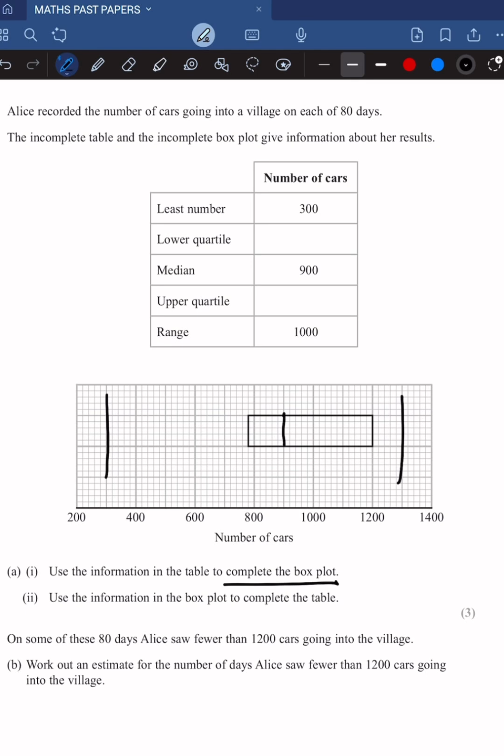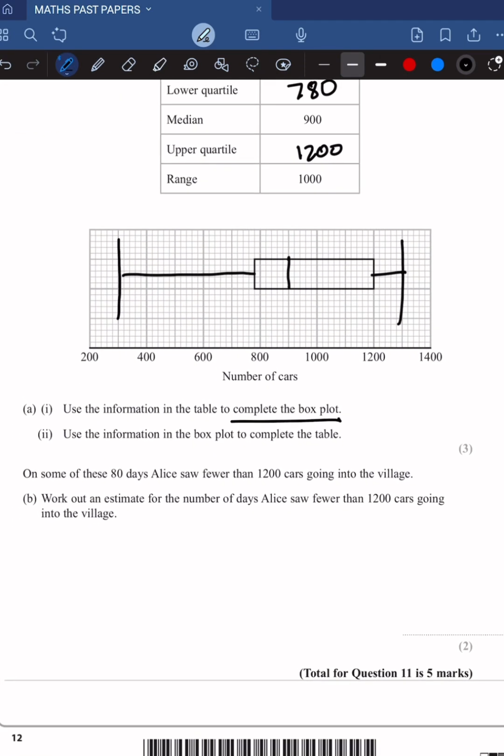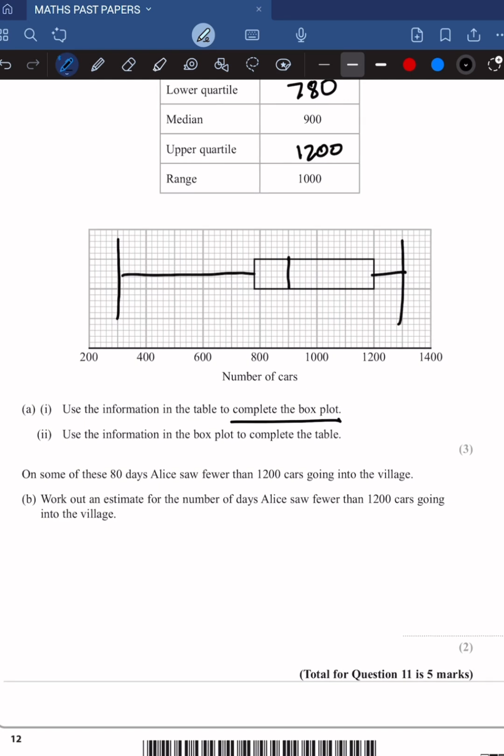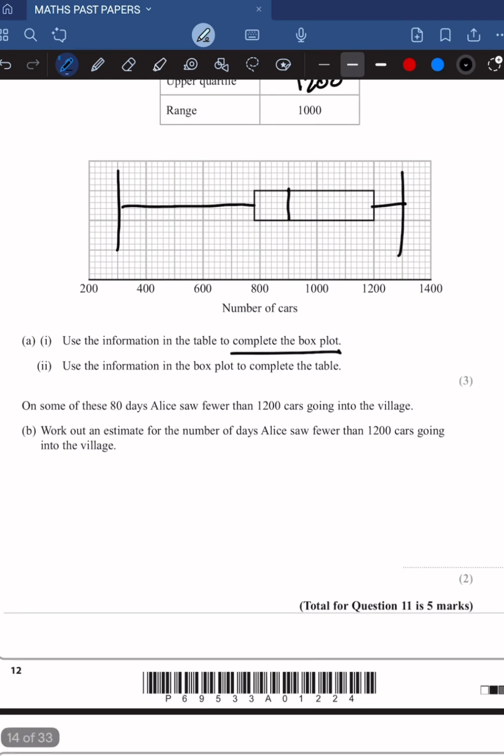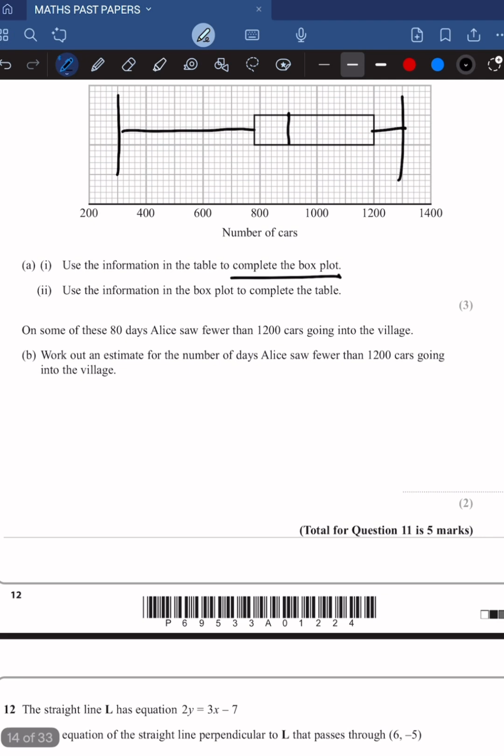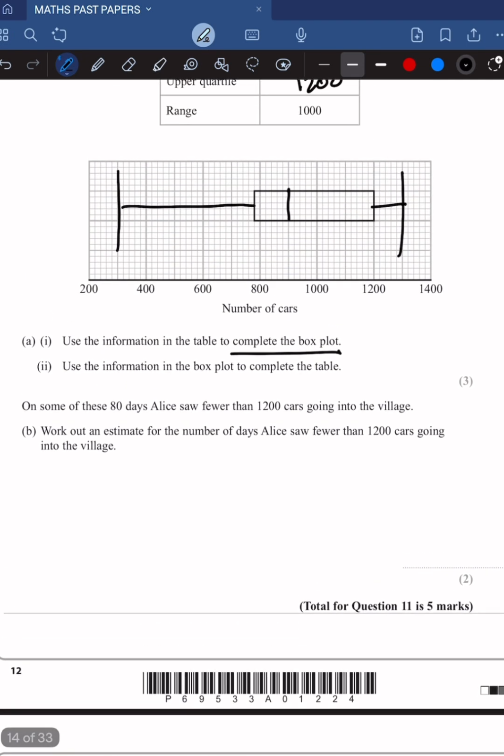Our lower quartile is this point over here, so that's 780, I believe. The upper quartile is this point here, 1200. Let's just join this up. Yeah, there we go. Use the information in the box plot to complete the table. We've already done that. On some of these 80 days, Alice saw fewer than 1,200 cars going into the village. Work out an estimate for the number of days Alice saw fewer than 1,200 cars going into the village.